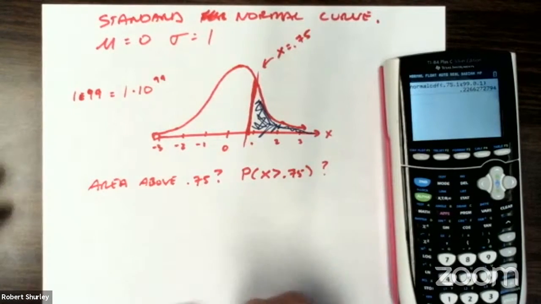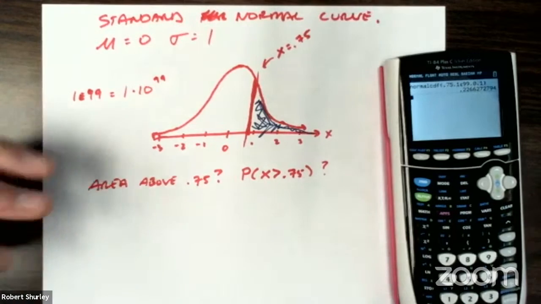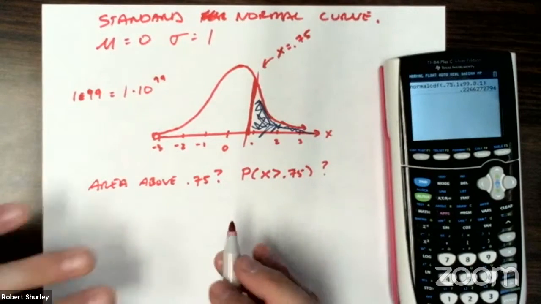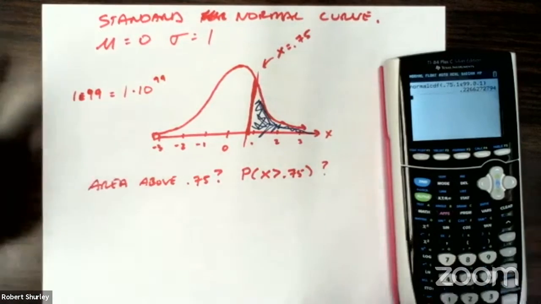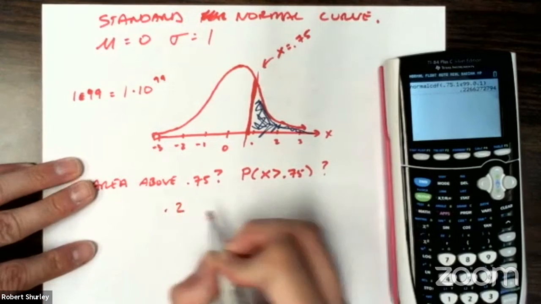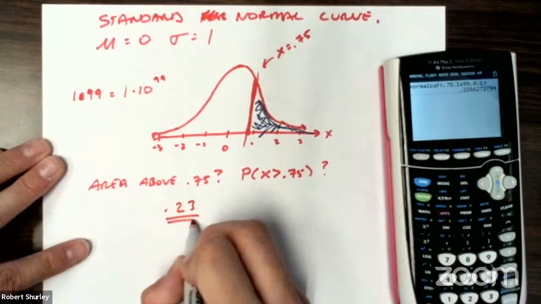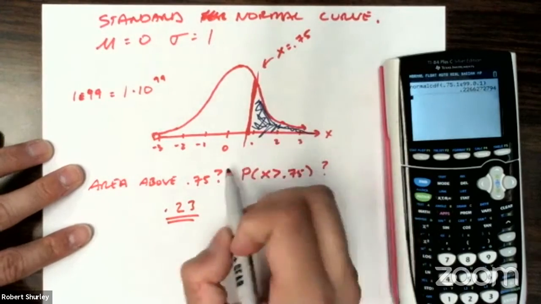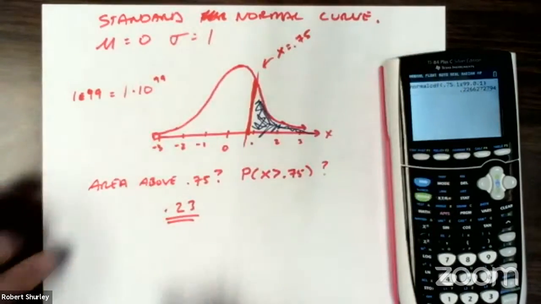Now, let's round it to 3 decimal places. I'm not sure what the book asks, but when you get there, just do whatever the book asks. Actually, they use 2 decimal places. Let's do 2 decimal places then, because that's what the book's asking for. So 0.23. So the area above 0.75 in a normal curve is 0.23.